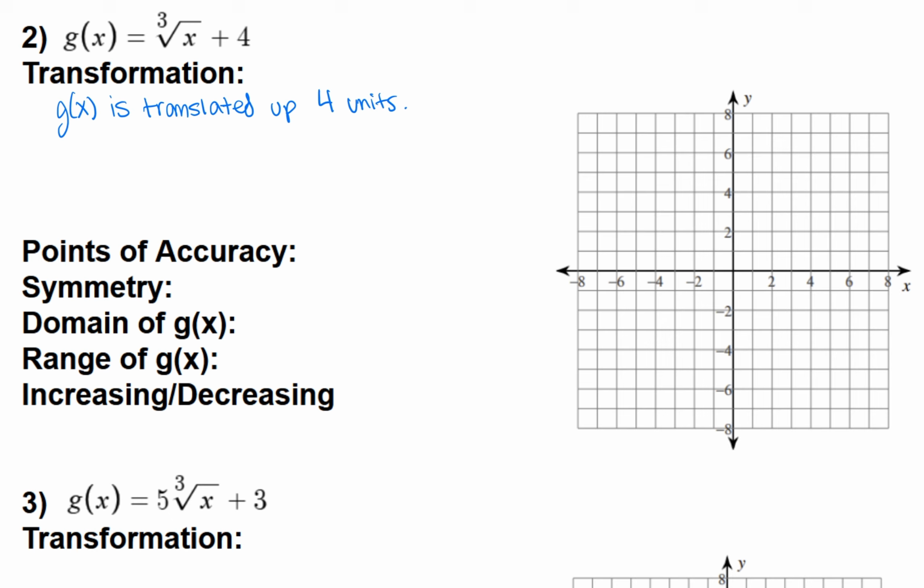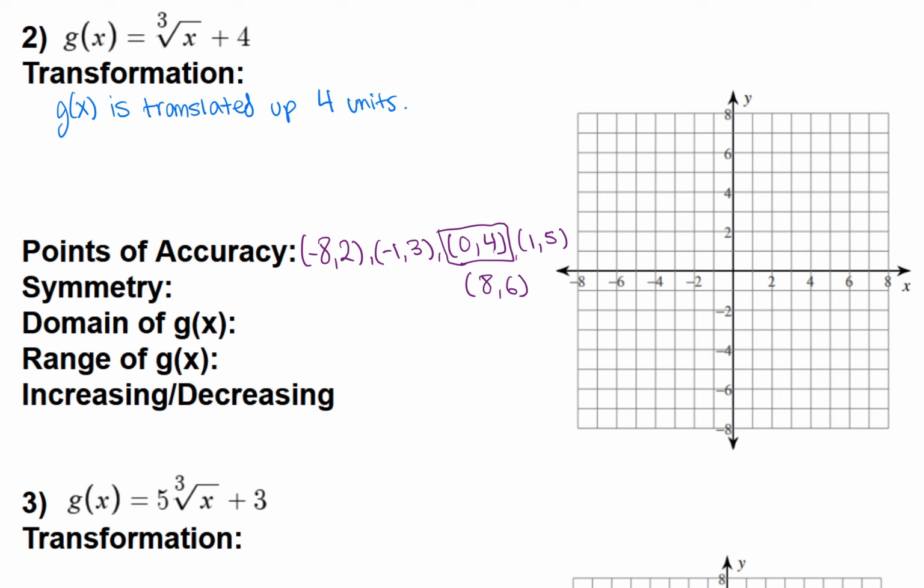In this particular function, I have -8, comma 2. I have -1, comma 3. I have the point of inflection at 0, comma 4. Let's go ahead and box it so that mentally we know that we have to turn. We have another point of accuracy located at 1, comma 5. And our final point of accuracy located at 8, comma 6.